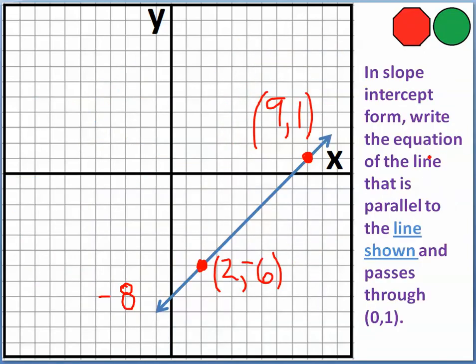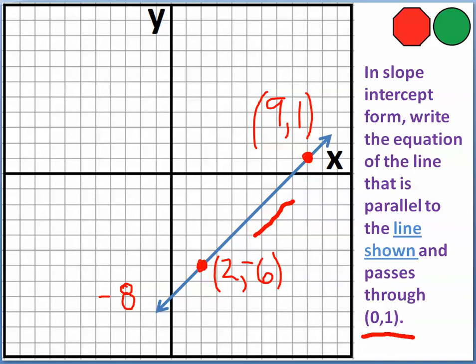Okay, let's work the next one. In slope-intercept form, write the equation of a line that is parallel to the line shown, that'd be this line right here, and passes through the point (0, 1). Click on the stop sign, give it a whirl, and then come back and see how you did.